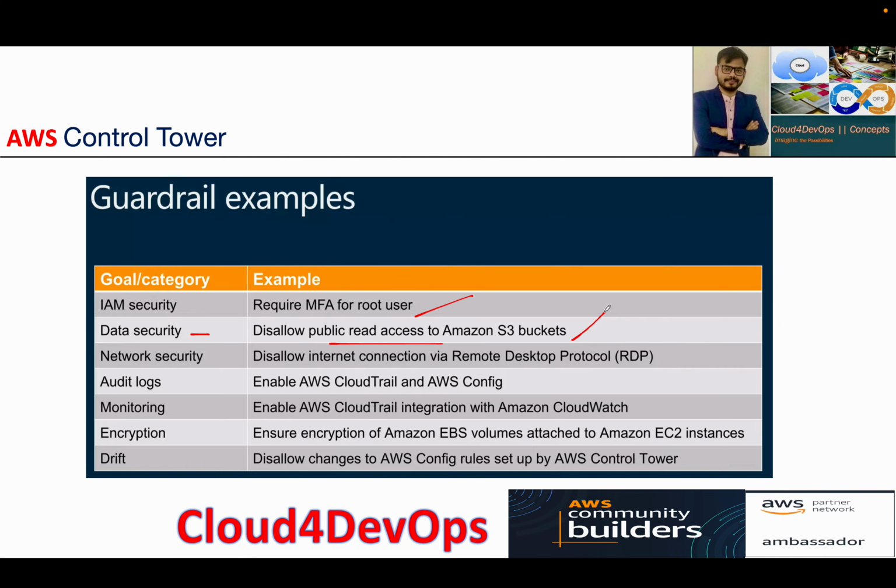I have seen a lot of companies get hacked, their data got hacked, with the misconfiguration where they allowed read and write access on their public S3 bucket. That makes it more difficult for them to secure their data. In terms of network security, disallow internet connection via RDP. That is never, it's a no combination, right? You cannot have RDP from the public world. For audit logs, enable CloudTrail and AWS Config, monitoring with integration with CloudWatch, and encryption, such as EBS volume encryption.